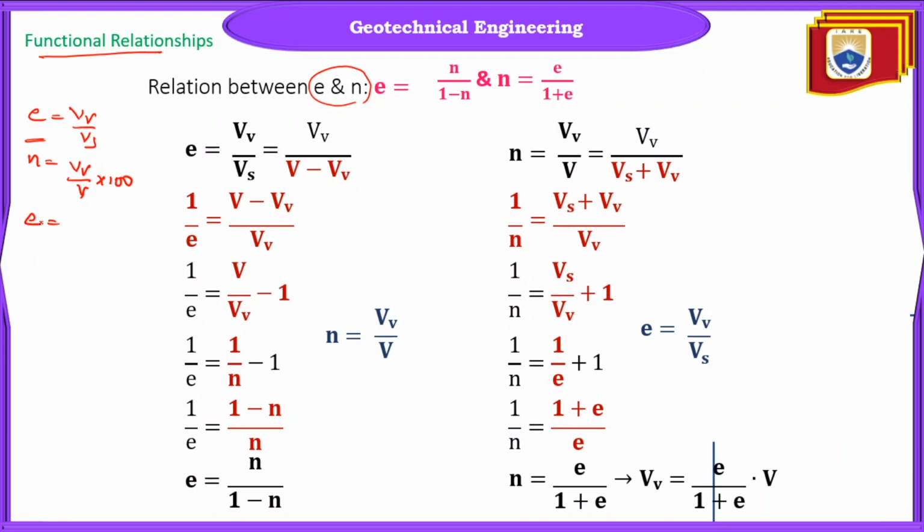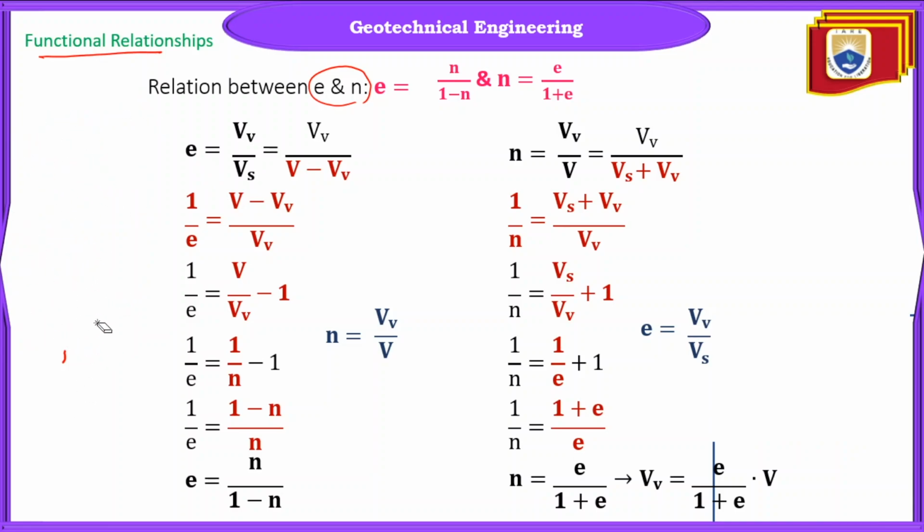So now, the relationship between e and n: from e we will get n by 1 minus n, and from n we get e by 1 plus e. As we can see, this is the entire relationship, and we will see how we derived it from the basic formula.